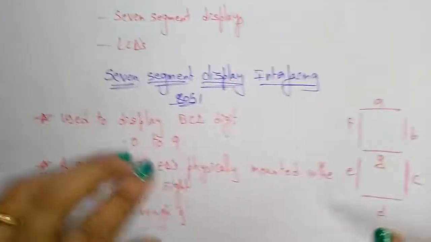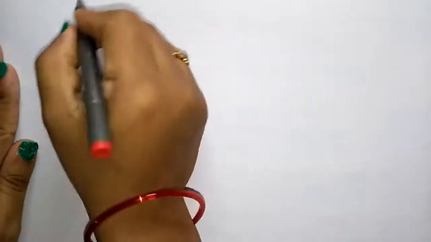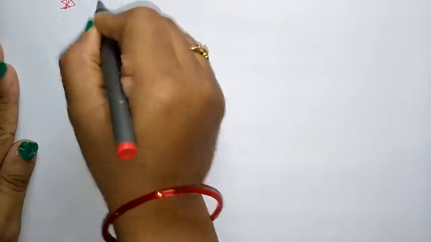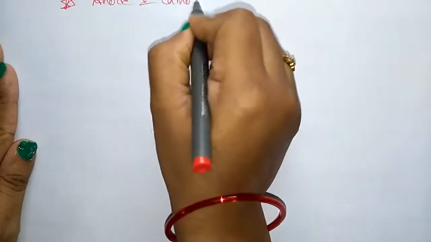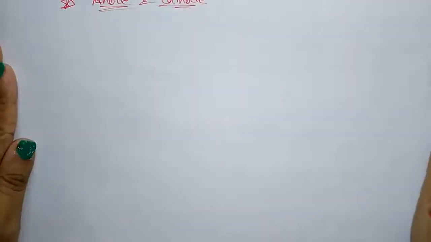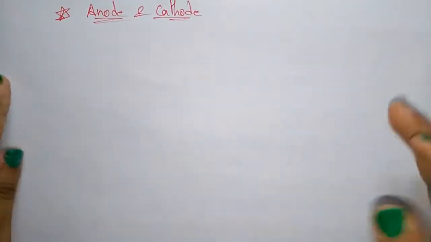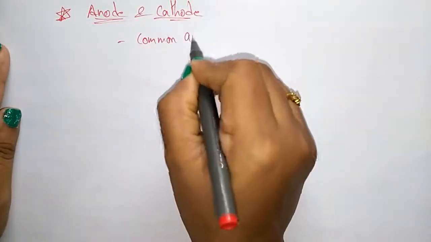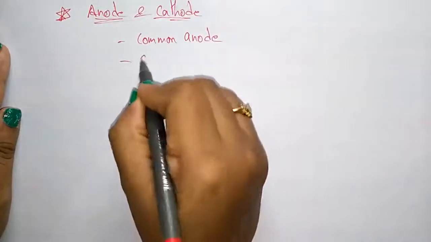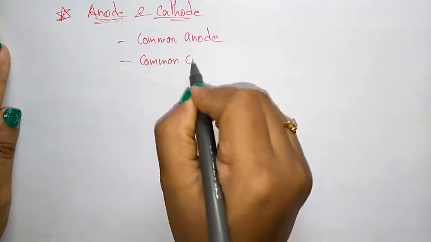Now let us see this. In this 7-segment display, there are 2 types we commonly use here, anode and cathode. With the help of the anode and cathode, the LED light can be glown in the 7-segment displays. So we use 2 types: either we can use common anode or common cathode.